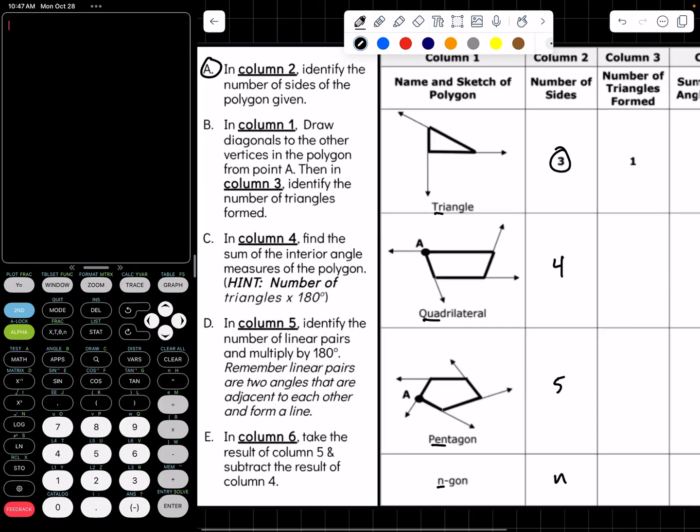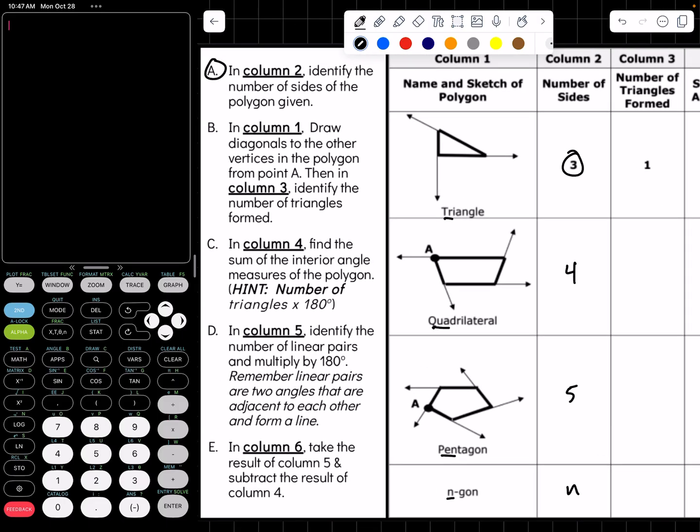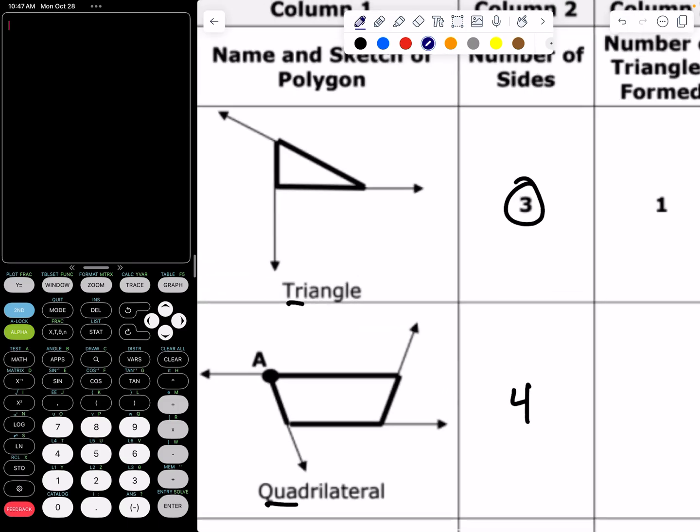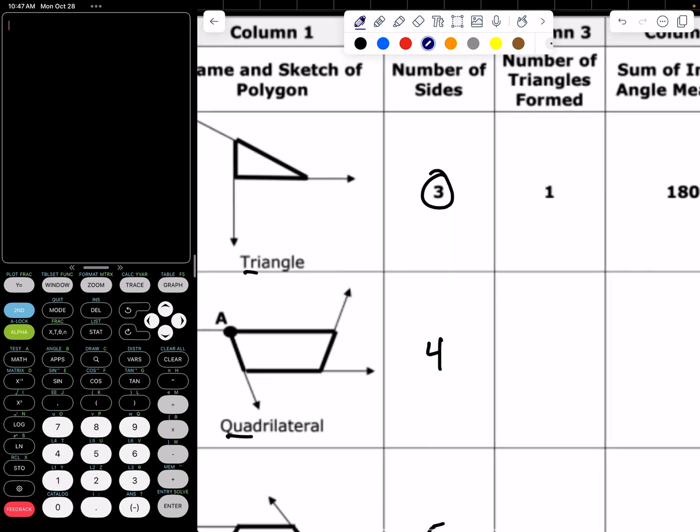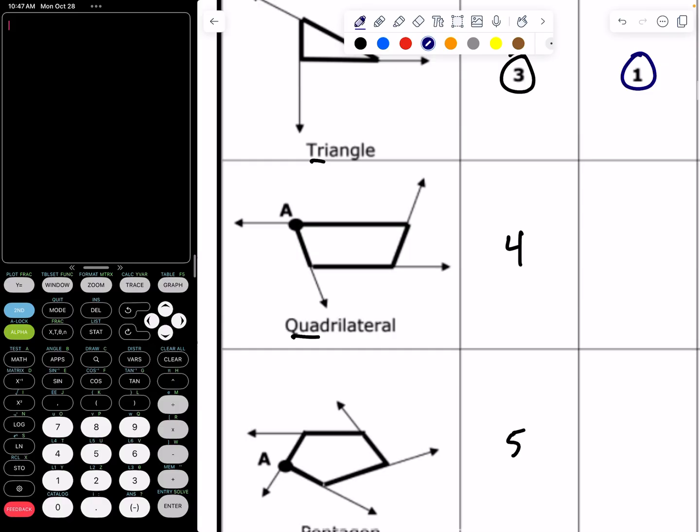It does ask us, for B, in column 1, to draw diagonals to the other vertices of the polygon from point A. And then in column 3, identify the number of triangles we form. So if we look here, there's no point A. There's just one triangle in the triangle. Kind of makes sense.